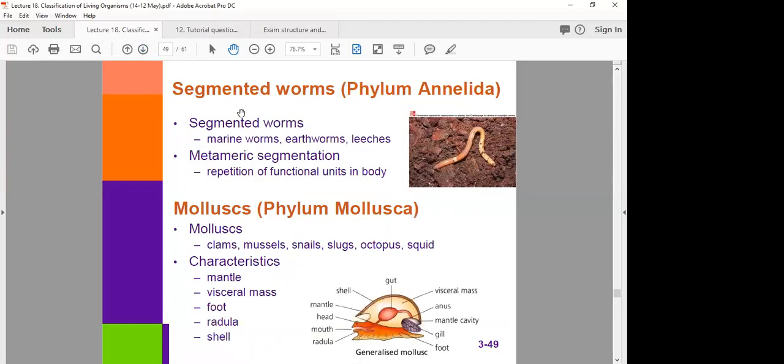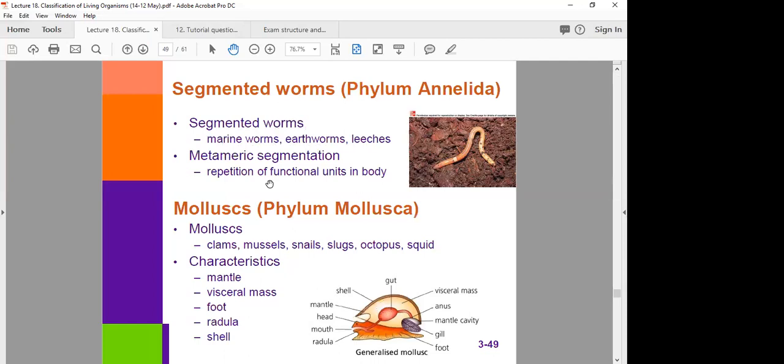All right, our next group are the segmented worms, phylum Annelida, and everyone's familiar with this lovely earthworm, and of course you can very easily see all those segments that make up the body. Hence the term segmented worms. This includes marine worms, earthworms, and leeches. They exhibit the primary characteristic of metameric segmentation, and that means that there's a repetition of certain functional units within each of those segments. So there might be a repeated cluster of nerve cells or repeated clusters of reproductive cells in each segment.